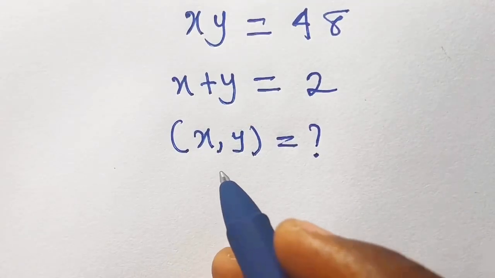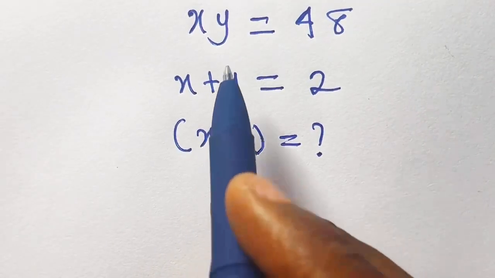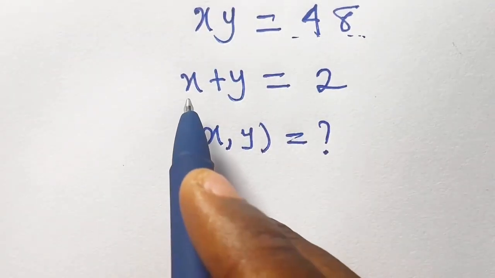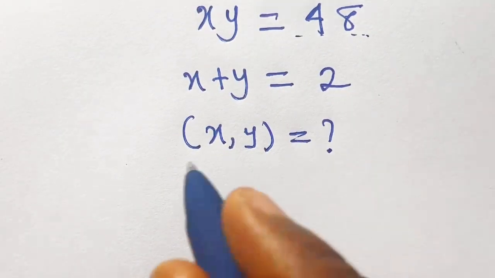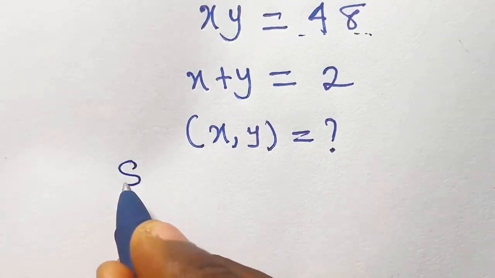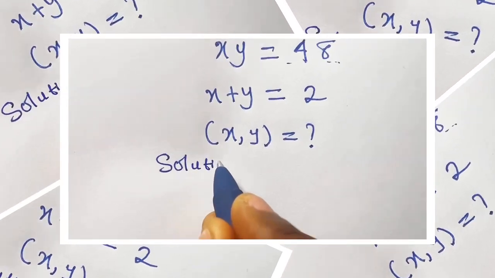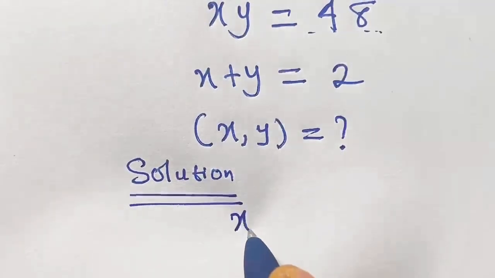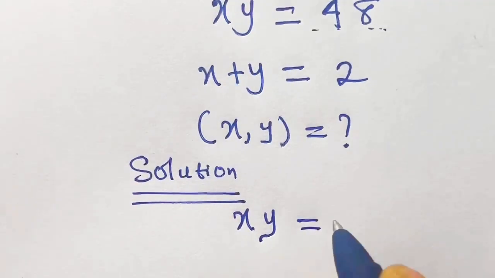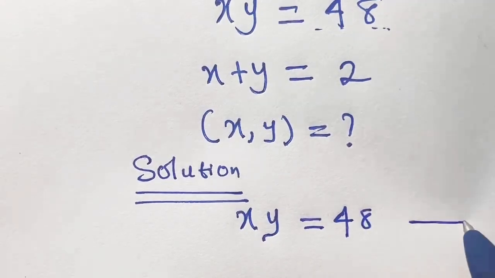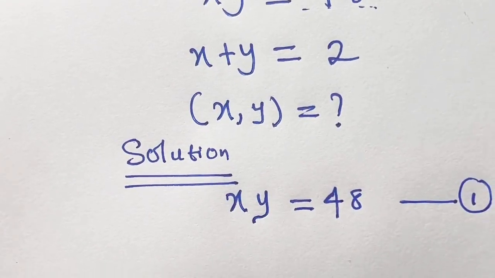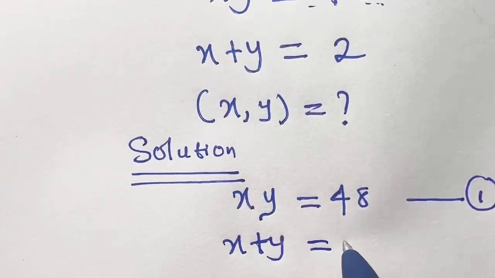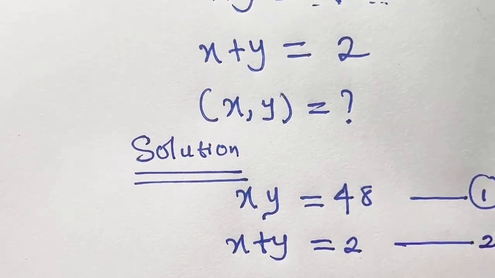Hi guys, we want to solve for x and y in xy equals 48 and x plus y equals 2. Let's say solution. The first we have is xy equals 48. Let's say this is equation 1. And we have x plus y equals 2. Let's say this is equation 2.